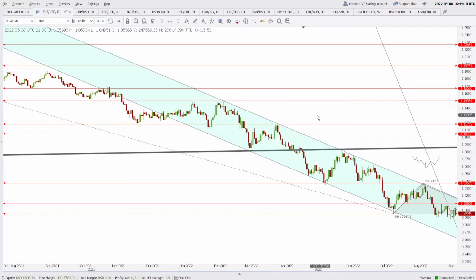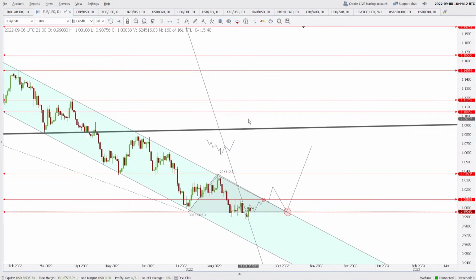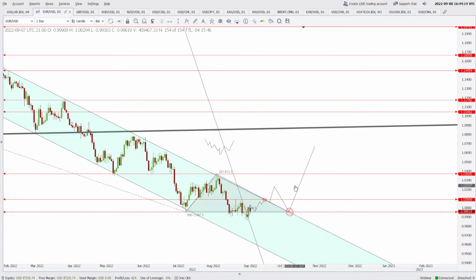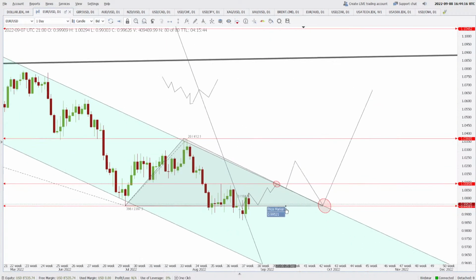Let's move on to the euro. Euro is actually struggling very much to hold this area of 0.9952. Why I'm saying it is struggling very much, first I want to remove the clutter.